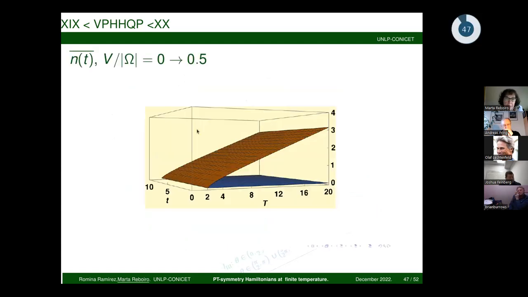Well, here is a picture or representation of how this mean value behaves as B goes from 0 to 0.1.